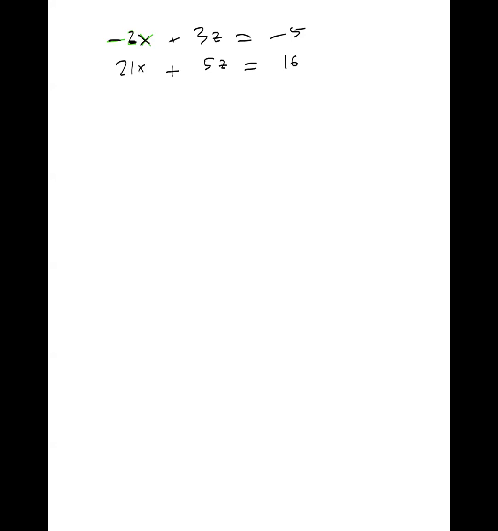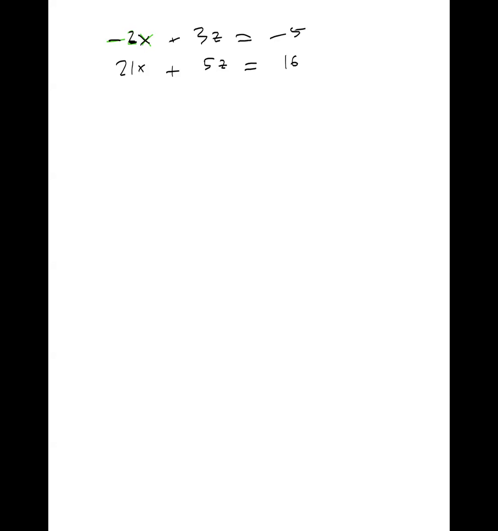Okay, now which of these has a smaller common multiple? What's a common multiple of the x's? What's the smallest number that 2 and 21 both go into? 42, right? What's the smallest number that 3 and 5 both go into? 15.